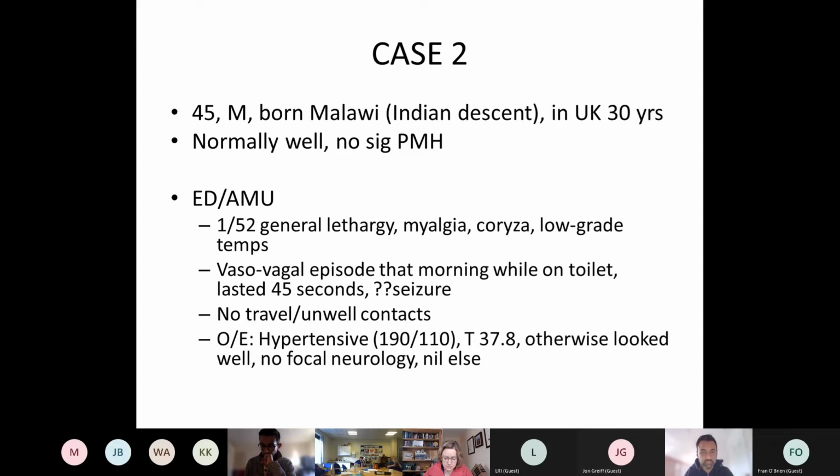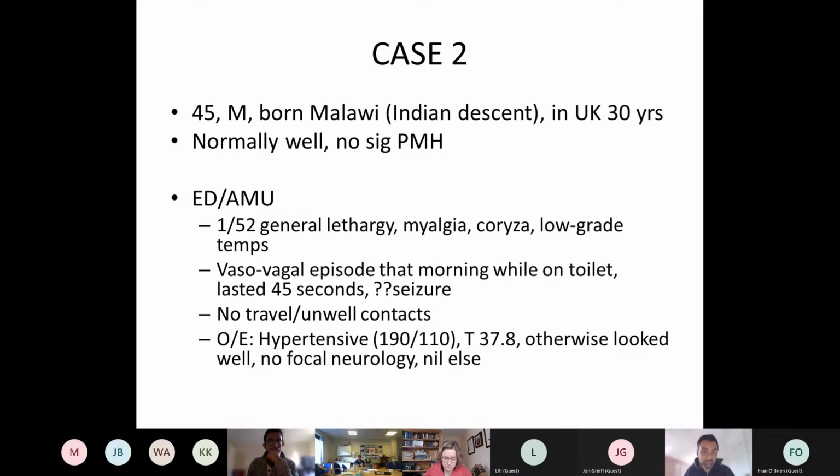Been living in the country for many, many years. Normally well, with no significant past medical history. So he initially attends, again, ED to AMU, with a week's history of general lethargy, a bit of myalgia, coryza, low-grade temperatures. This is pre-COVID, so it could easily have been COVID at the time. He and his family did note that he'd had a vasovagal episode that morning while he was sitting on the toilet. It seemed to last about 45 seconds. They weren't sure about seizure activity, but he was a bit twitchy at the time, but it settled very quickly. No travel, no unwell contacts.